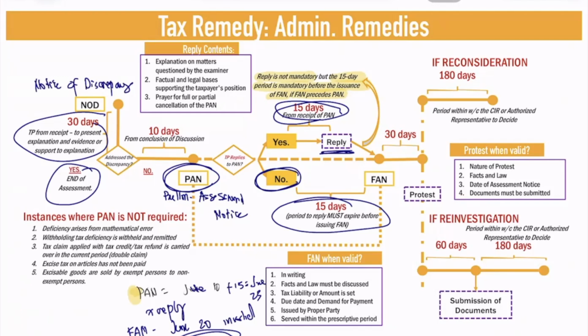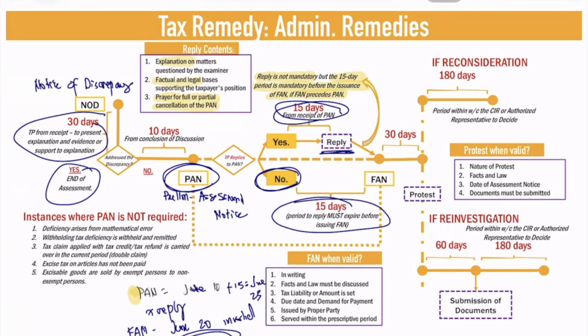So if the taxpayer will reply, the contents of the reply is the explanation on matters questioned by the examiner, the factual and legal basis, and the prayer for either full or partial cancellation of the PAN. That is the content of your reply. So you explain kung bakit yon, factual and legal basis, and a prayer for full or partial cancellation.